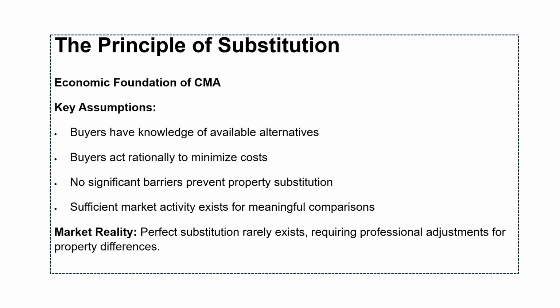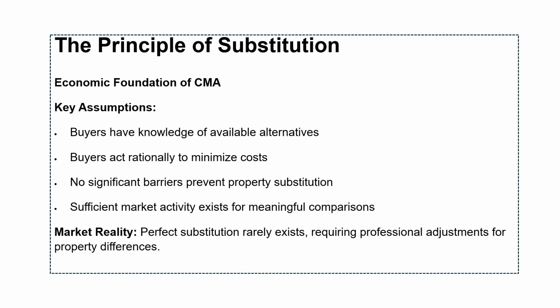Then some key assumptions are made in this method, in CMA. Buyers have knowledge of available alternatives. That is the first assumption which we are making. Buyers act rationally to minimize cost. That is another assumption we are making. No significant barriers prevent property substitution. There are other alternative substitutes available in the market. It is easy to replace this one.